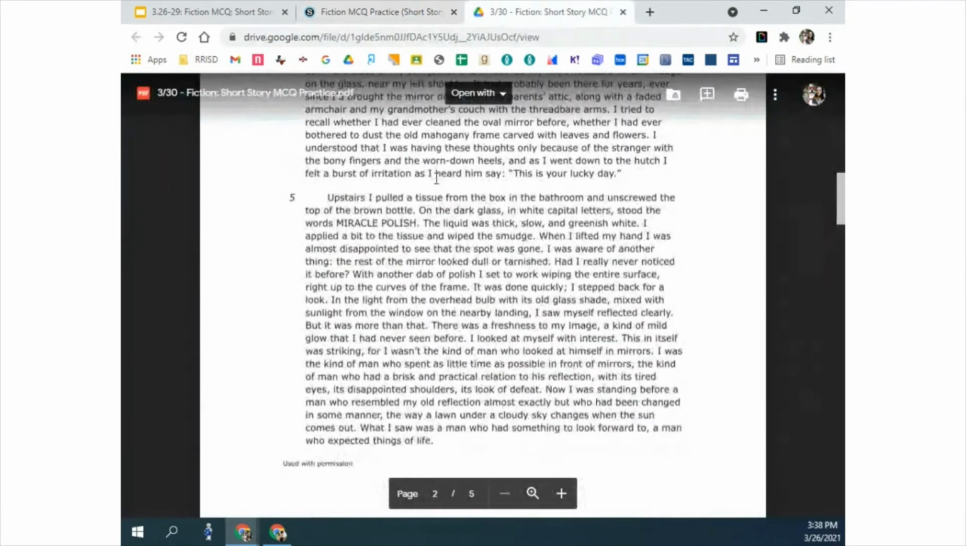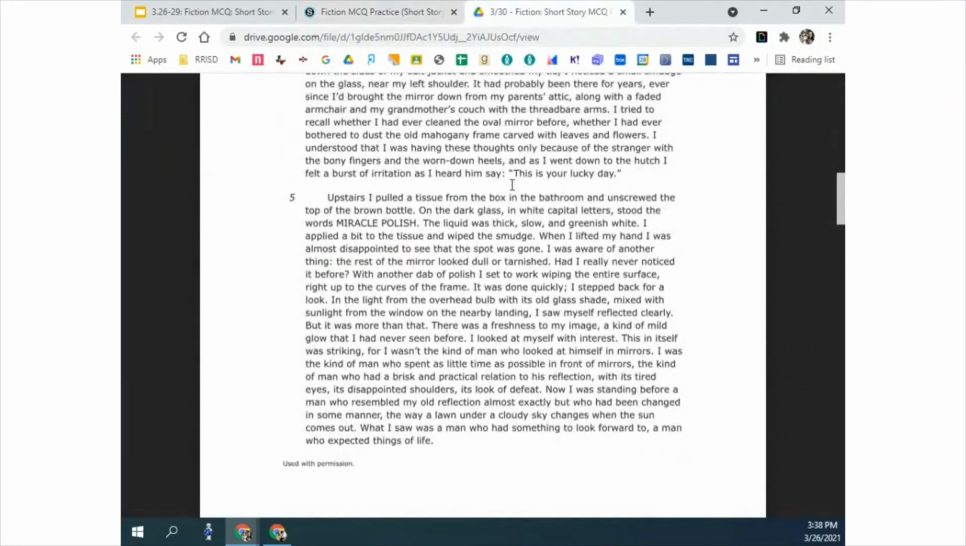We have the guy takes out the bottle. He puts a little bit of the miracle polish on it. He wipes the mirror down, tries to see, oh, the spot is gone. Oh, this mirror is really dirty. He continues to work and clean the mirror. And then it starts talking about, oh, I saw myself clearly.